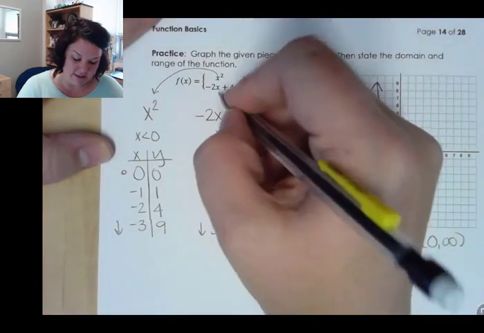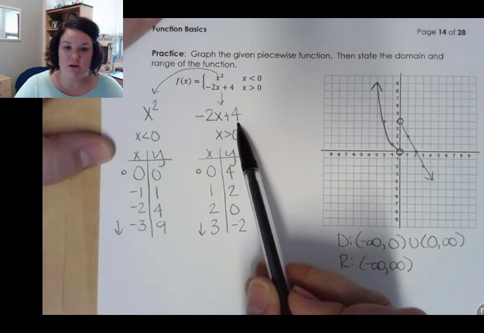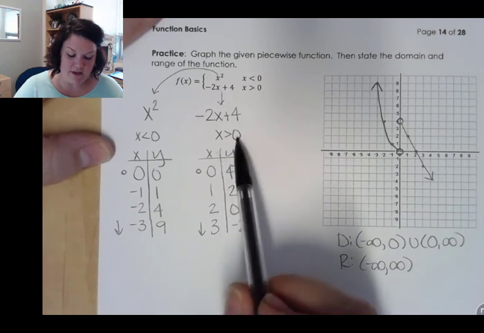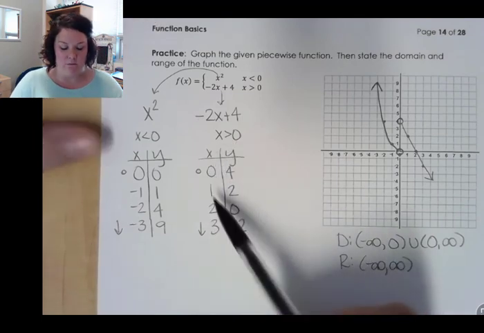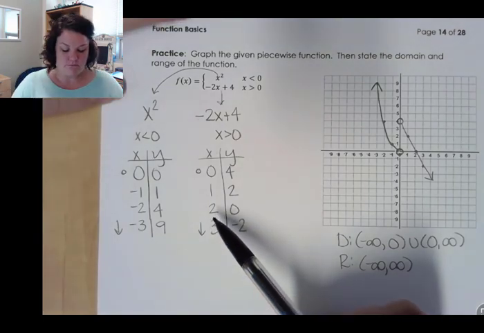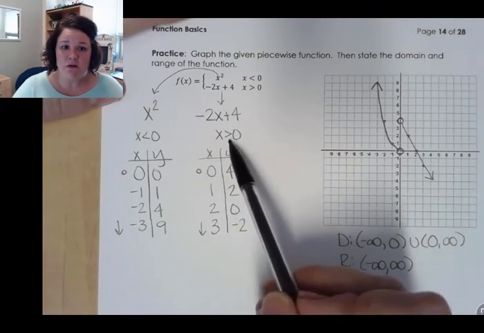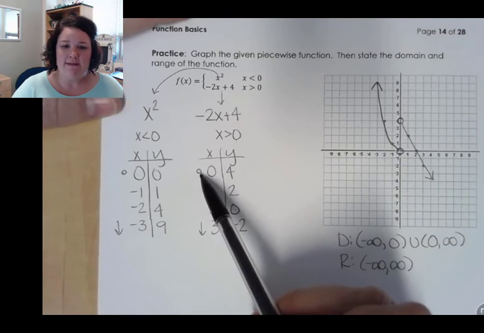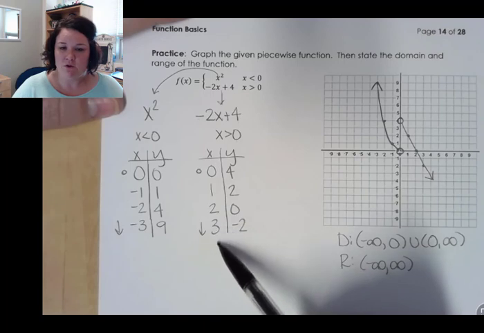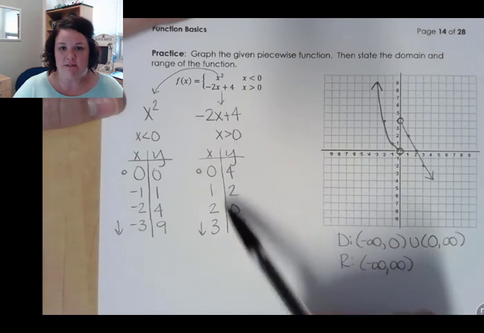Now let's look at our second piece. When we look at this second piece, we have -2x plus 4. This is specifically for x's greater than 0. So again, we want to have 0 on there because it's a reference point, and it is an endpoint, but it's not included with an equal to bar. So we're going to use an open circle, and then we're going to pick values that are greater than 0. So I just picked 1, 2, 3. If you kept going, that's fine. But notice it's going to keep going with an arrow because it's all values greater than 0.